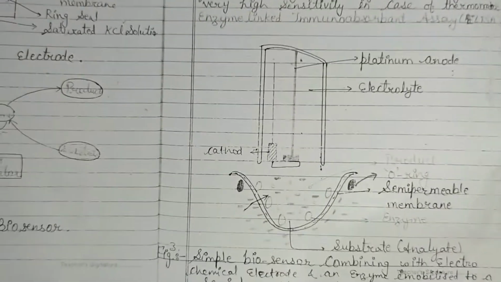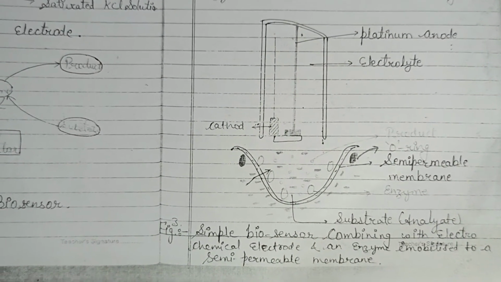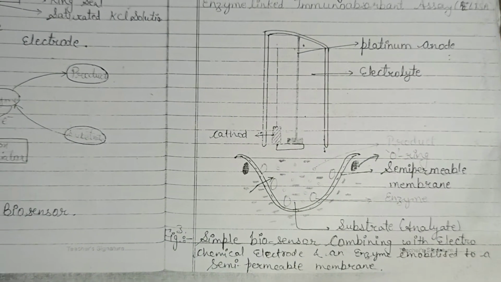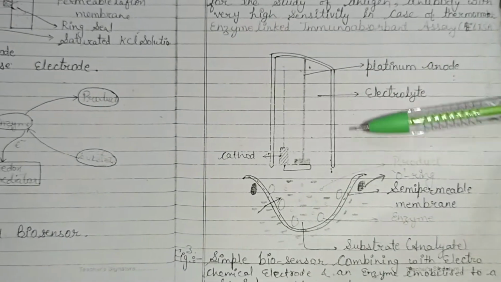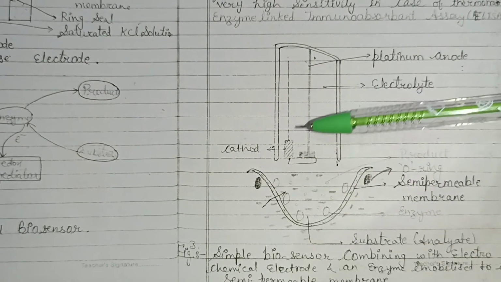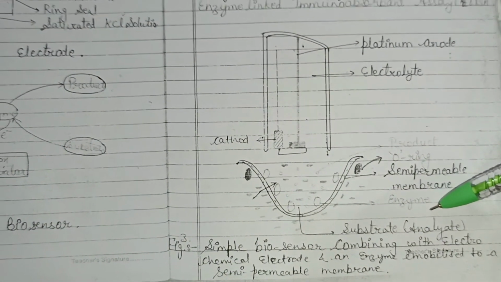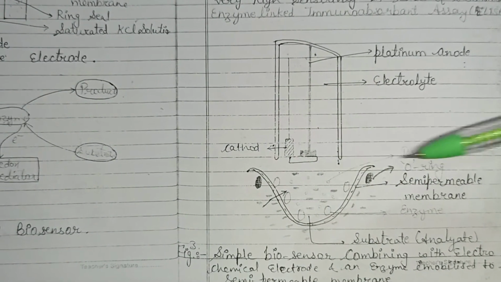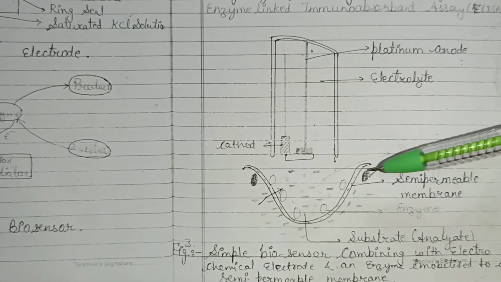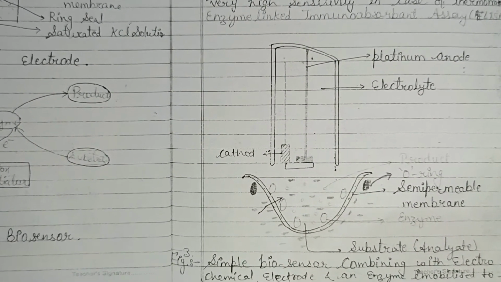So this is a diagram of a simple biosensor combining an electrode, a chemical electrode, and an enzyme that is immobilized to a semi permeable membrane. Here a platinum anode is used. It is the electrode that is used. Cathode is here. Then this is the substrate or the analyte which should be detected, that is in any natural conditions. Enzyme is put here as an immobilized material. This is the semi permeable membrane. Okay, so this is it.